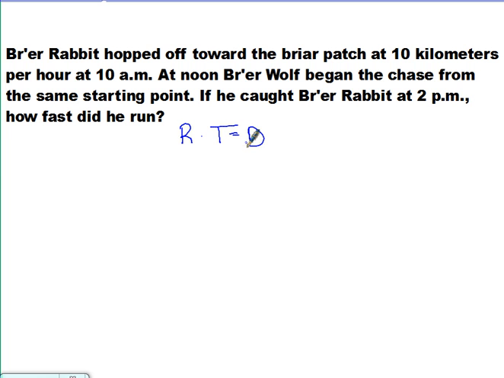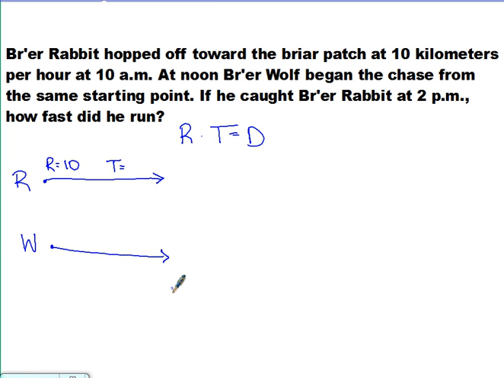Let's sketch out our information. We have Brer Rabbit and we have Brer Wolf. Now, Brer Rabbit hopped off towards the briar patch at 10 kilometers per hour. Kilometers per hour is his rate, right? So his rate is 10. Now, he left at 10 a.m. That does not mean that his time is 10, okay? His time is the total time traveling. We'll come back to that in a moment.